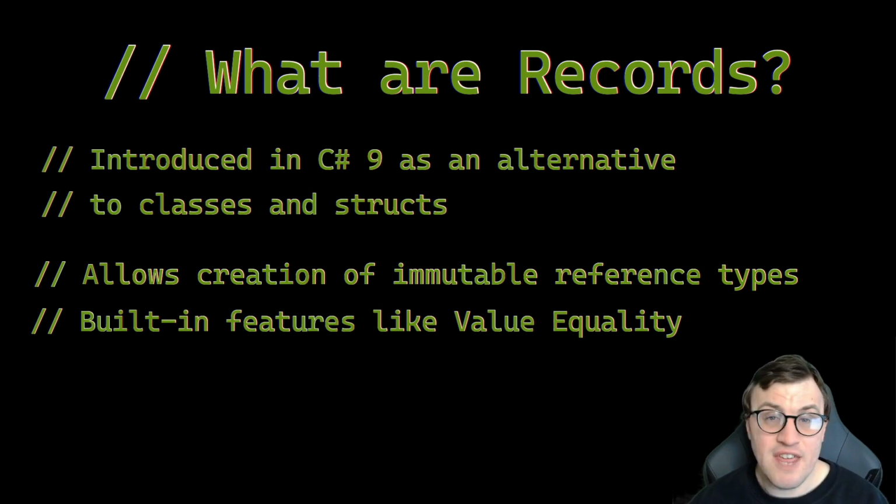For example, if the values of two records of the same type are the same, they'll be evaluated as equal, which differs from classes, but more on that later in the video. But overall, records provide you that ability to have a reference of immutable data with built-in functionality for encapsulating that data. So one key question that I want to answer in this video before we get into the demonstration is, how do they differ from classes or structs?